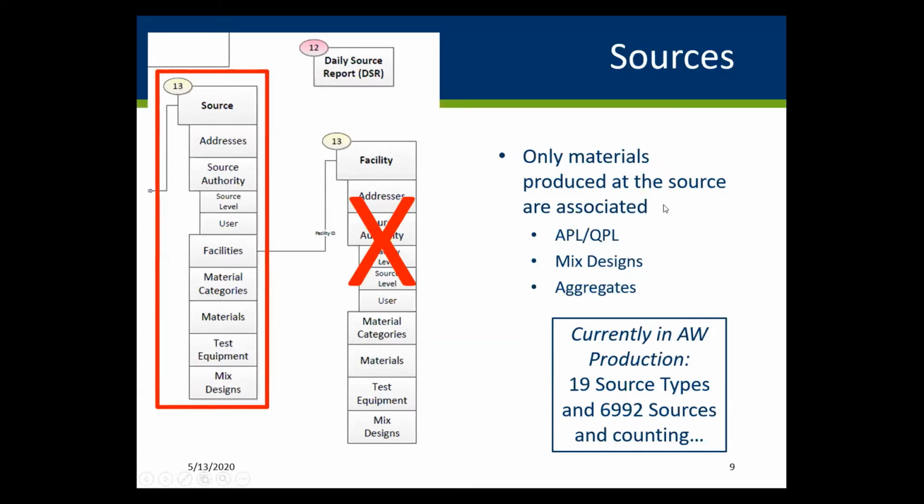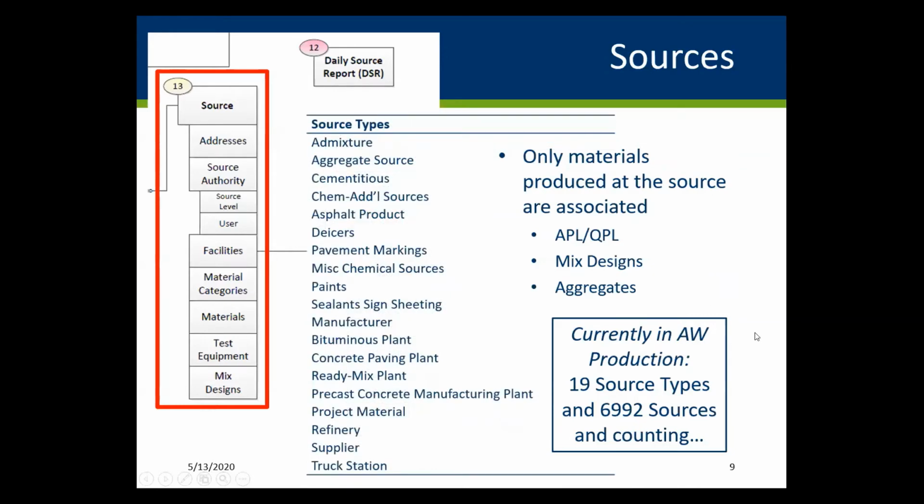As I said, only materials produced at the source are associated with our sources. We have approved products lists, qualified products, aggregates, mixed designs. So there's quite a bit of different things. Currently in AASHTO production, there are 19 source types. So we've categorized the different sources, from aggregate sources, admixtures, cementitious, on down the line. We may have more. There's 19 source types.